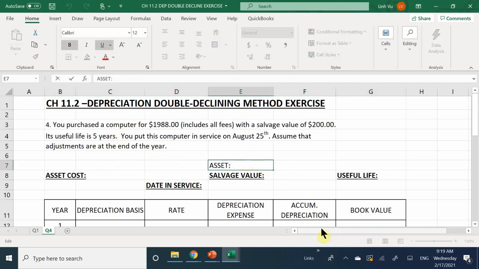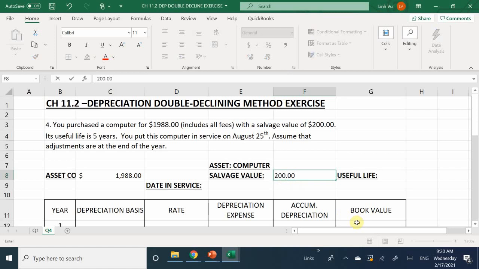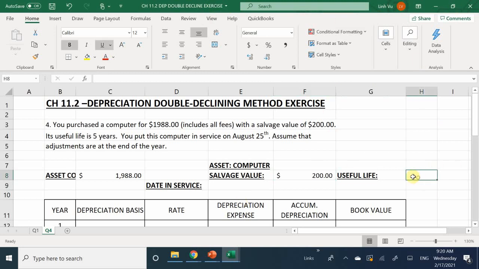and fill out my top part here. What asset did I buy? What did I buy? A computer. Okay. How much did the asset cost me? $1,988. Did I have a salvage value to it? Yes. How much was it? 200. Okay. And what's my useful life? 5 years. And then when did I place it into service? 8/25.